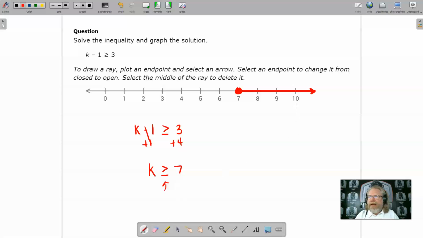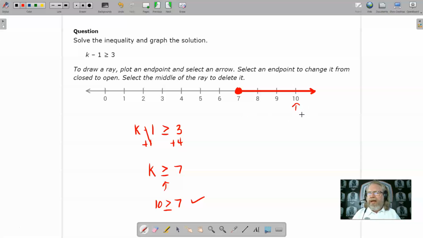And we could even check our answer, pick out a number in that section that's highlighted here on our graph. 10 is part of the solution set, so plug in 10. Is 10 greater than or equal to 7? Indeed it is, so we know our arrow went the correct direction. You can always check your answers like that by selecting one of the numbers that's in part of the graph that you highlighted as your answer.